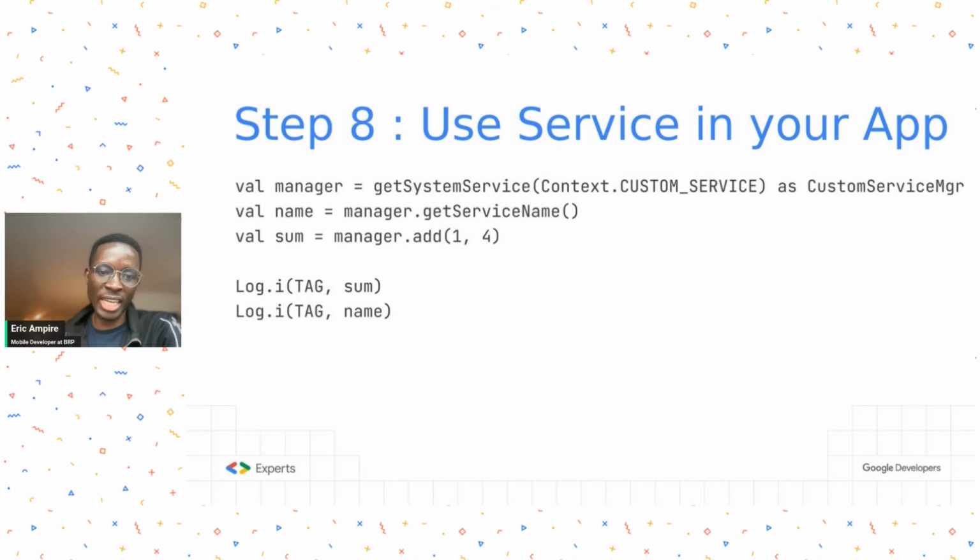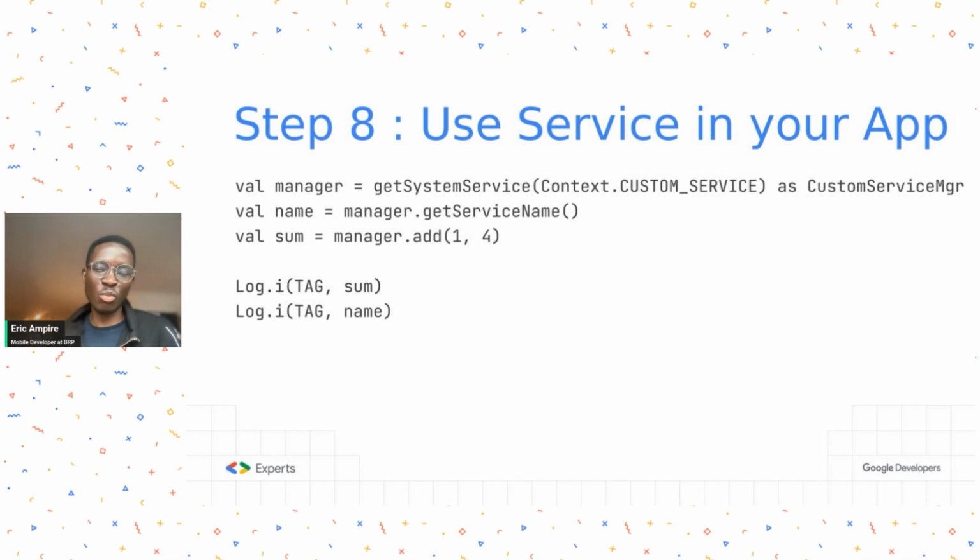So for example, the get service name. By calling this method, it will delegate to the actual service, and the service will return the corresponding response to this call. And the same thing here, so I can provide 1 and 4 and probably return 5 as the result. And I can print out that information to the user, and the user can take advantage of all of it. So that is basically it.